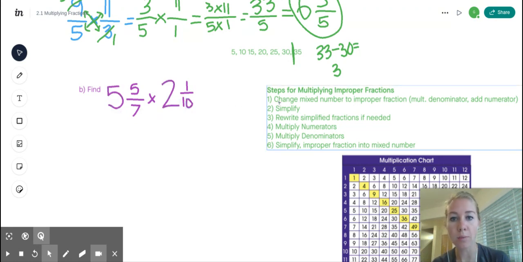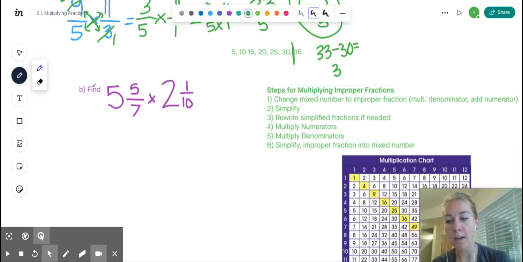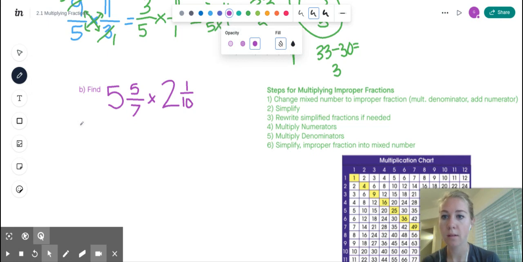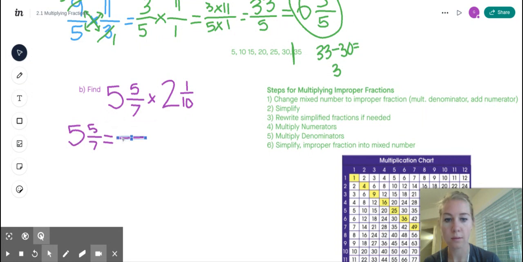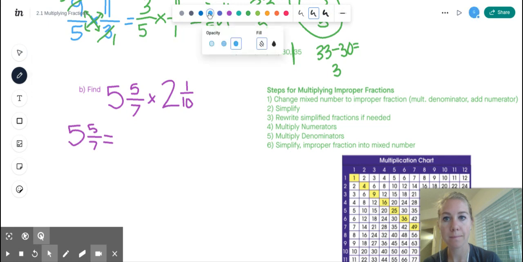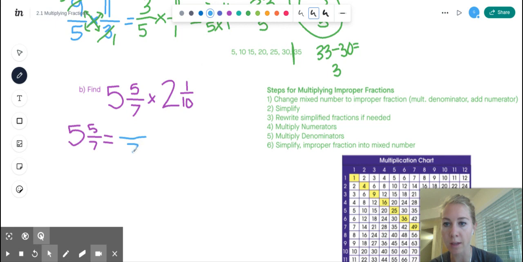Okay, step 1, change mixed number to improper fraction. All right, so we've got a couple mixed numbers here. Let's start with our first one, which is 5 5/7. Okay, first, before I do anything else, I'm going to get my denominator down so we don't forget. The denominators stay the same.